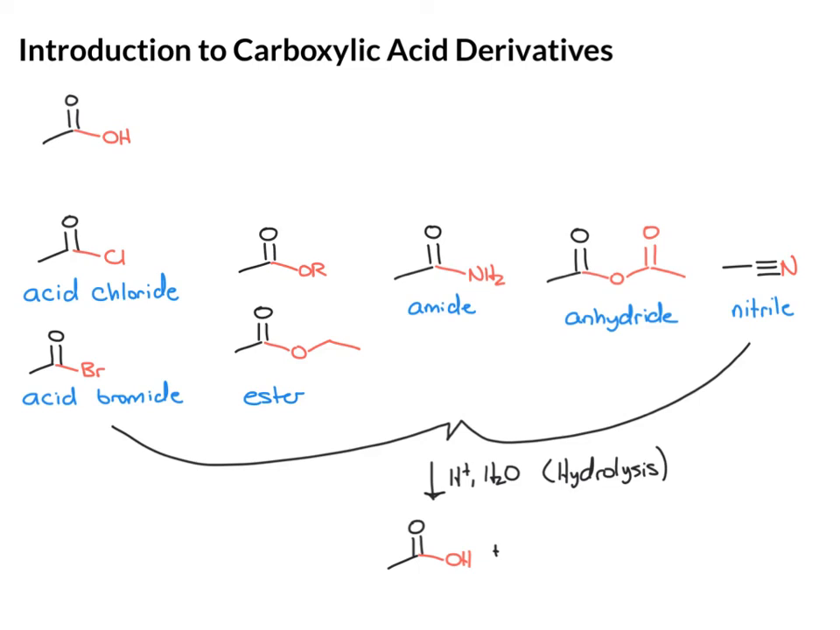So, for example, the ester would be hydrolyzed to give you the OR for the alcohol plus the carboxylic acid. But likewise, the nitrile, this carbon I've highlighted, ends up becoming the carbonyl carbon in the carboxylic acid.